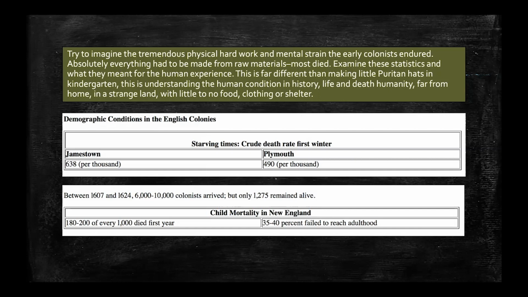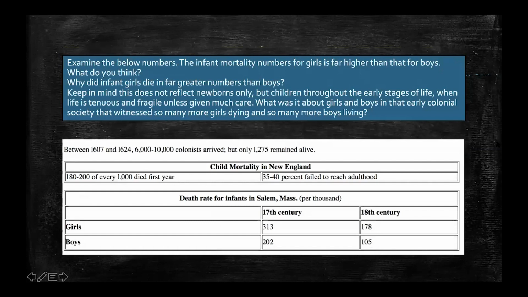Up to 25% of the kids are dying. Wow. Examine the below numbers. The infant mortality numbers for girls is far higher than that for boys. What do you think? Think about this. Why did infant girls die in a far greater number than boys?